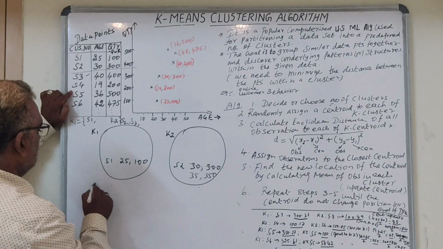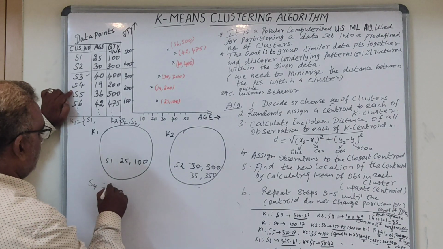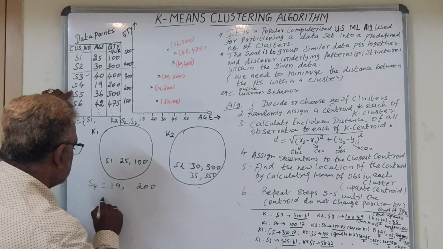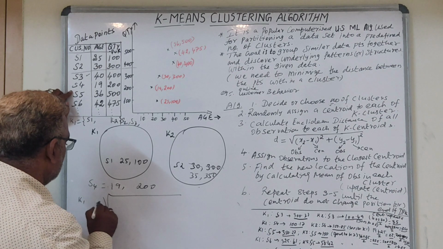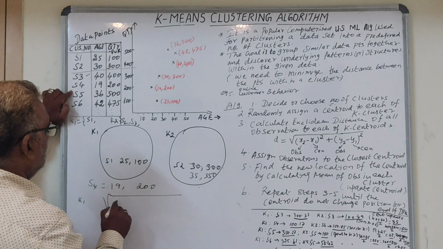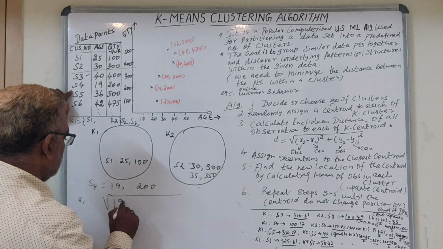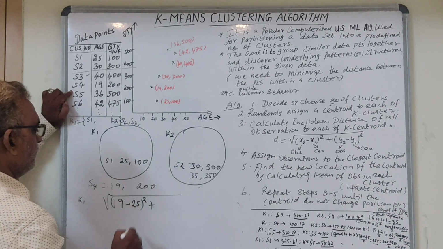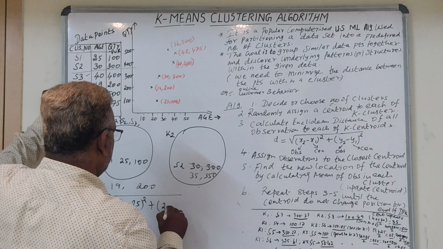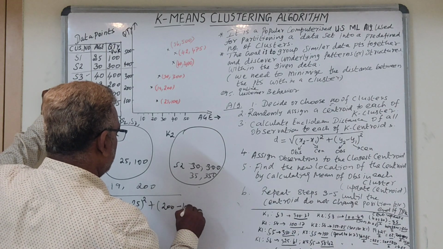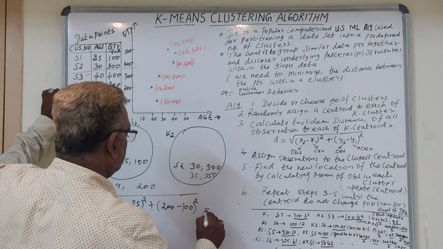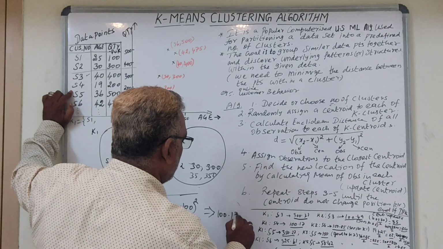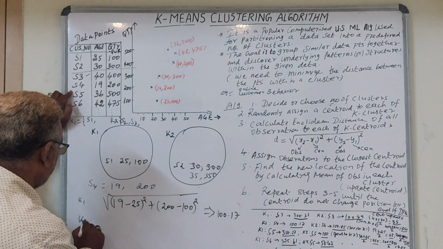What is the next data point? It is S4. So S4 is 19 and 200. These are the observed values. So now substitute for K1. For K1, it is the square root of 19 minus 25 whole square plus 200 minus 100 whole square. So the answer for this one is 100.17.